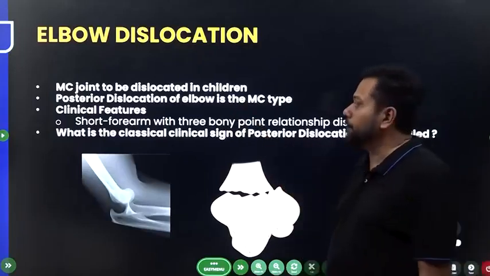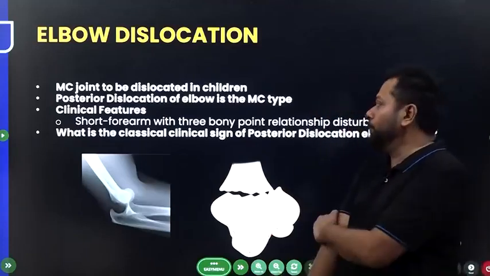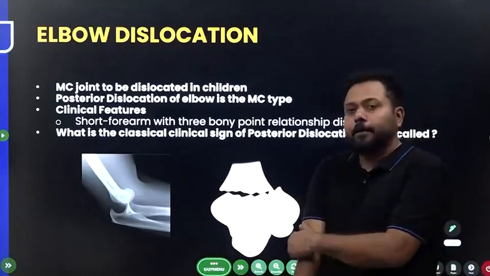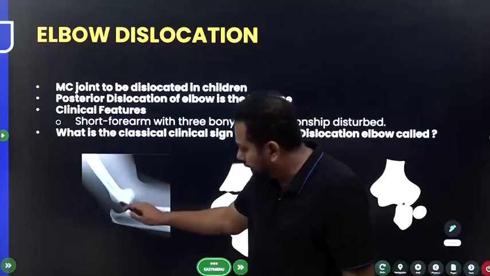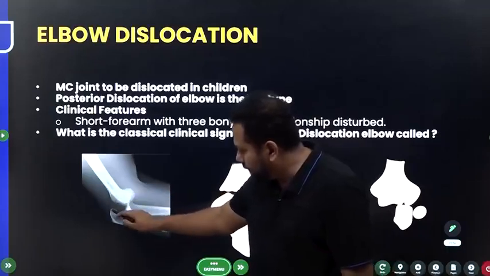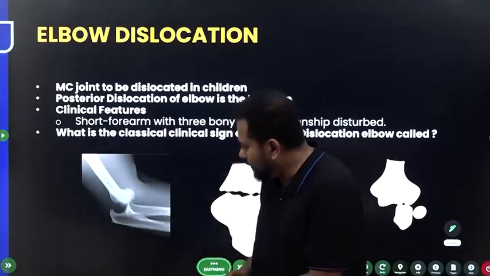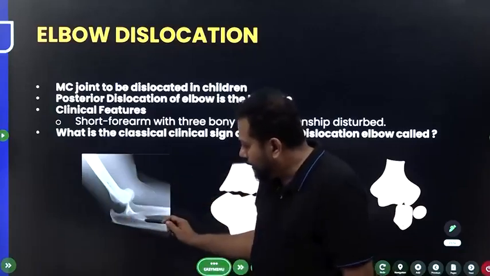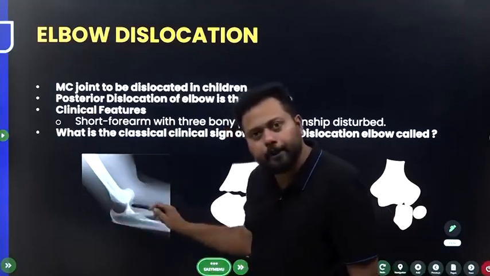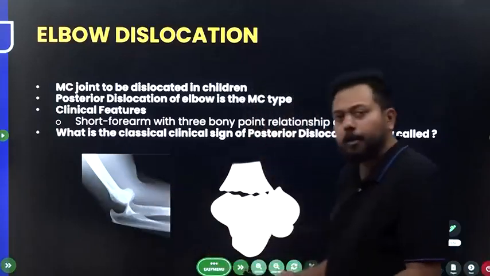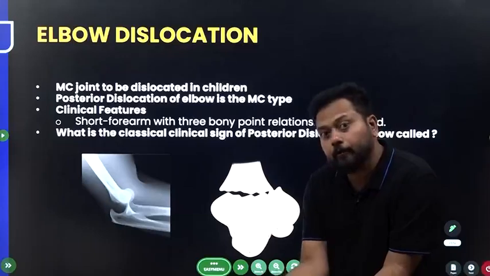Posterior dislocation of elbow is the most common type. Clinical feature: short forearm with three bony relationship disturbed. See, when elbow dislocation happens, this is the humerus, this is the ulna. You know this is the olecranon fossa. The ulna got dislocated, humerus is here, and ulna is pushed posteriorly. So what happens on the affected side? The forearm appears shorter.